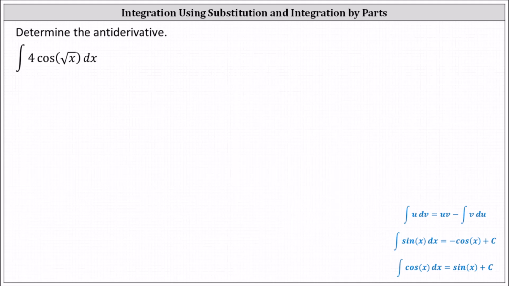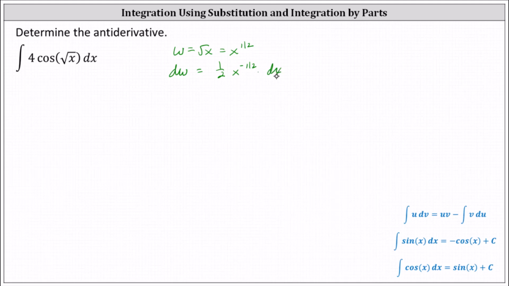Because the integration by parts formula uses u and v, let's perform substitution using w. We will let w equal the inner function of the square root of x, which we know is equal to x to the power of 1/2. Next, we determine dw, which equals the derivative of x to the power of 1/2 times dx, which is 1/2 x to the power of 1/2 minus 1, which is x to the power of negative 1/2 times dx.